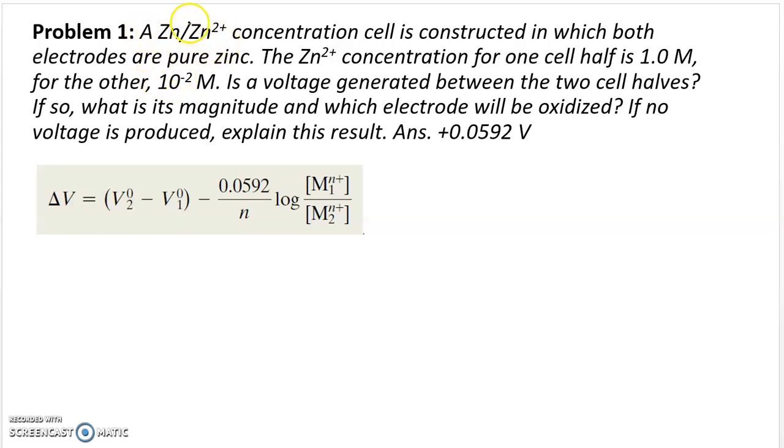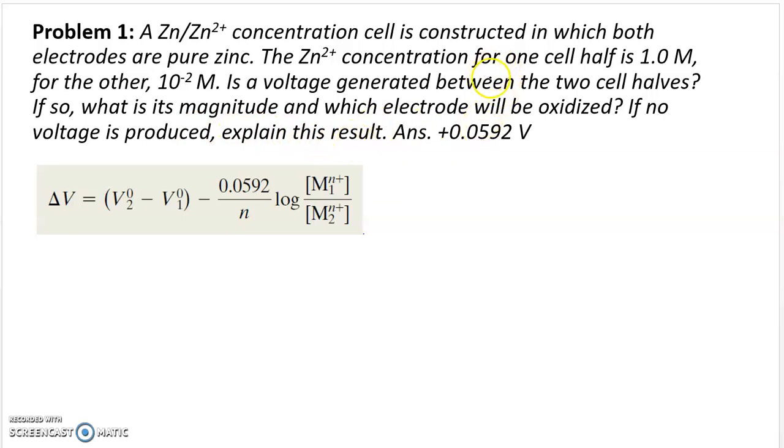A zinc and zinc 2 plus ion concentration cell is constructed in which both electrodes are pure zinc. The zinc 2 plus ion concentration for one cell half is 1 molar and for the other is 10 to the power minus 2 molar. Is a voltage generated between the two cell halves? If so, what is the magnitude and which electrode will be oxidized? If no voltage is produced, explain this result.